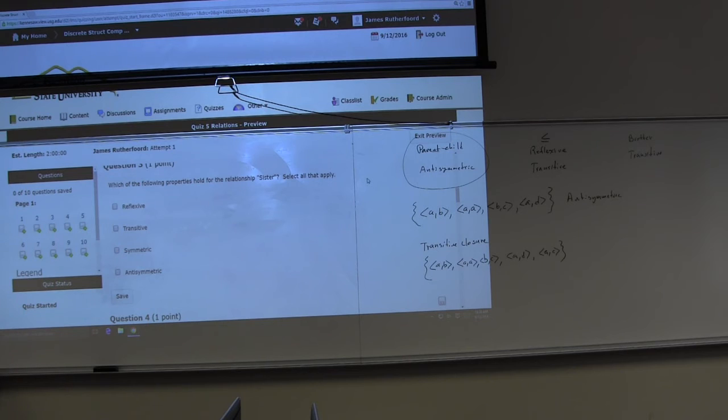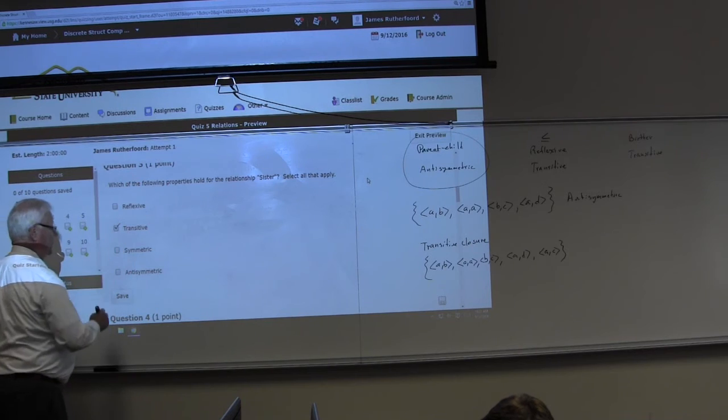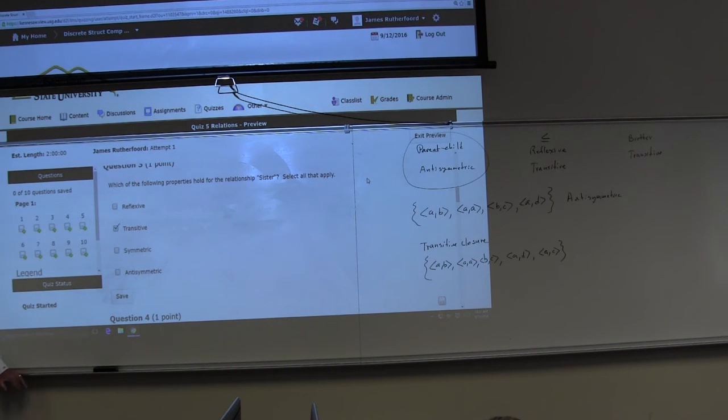What about sister? Is sister reflexive? No. Is sister transitive? Yes. It is, right? Because if you had a sister, and your sister has a sister, then that sister is also your sister. It doesn't matter whether you are a boy or a girl to start with. It has nothing to do with the first one, does it? No. Is it symmetric? No.